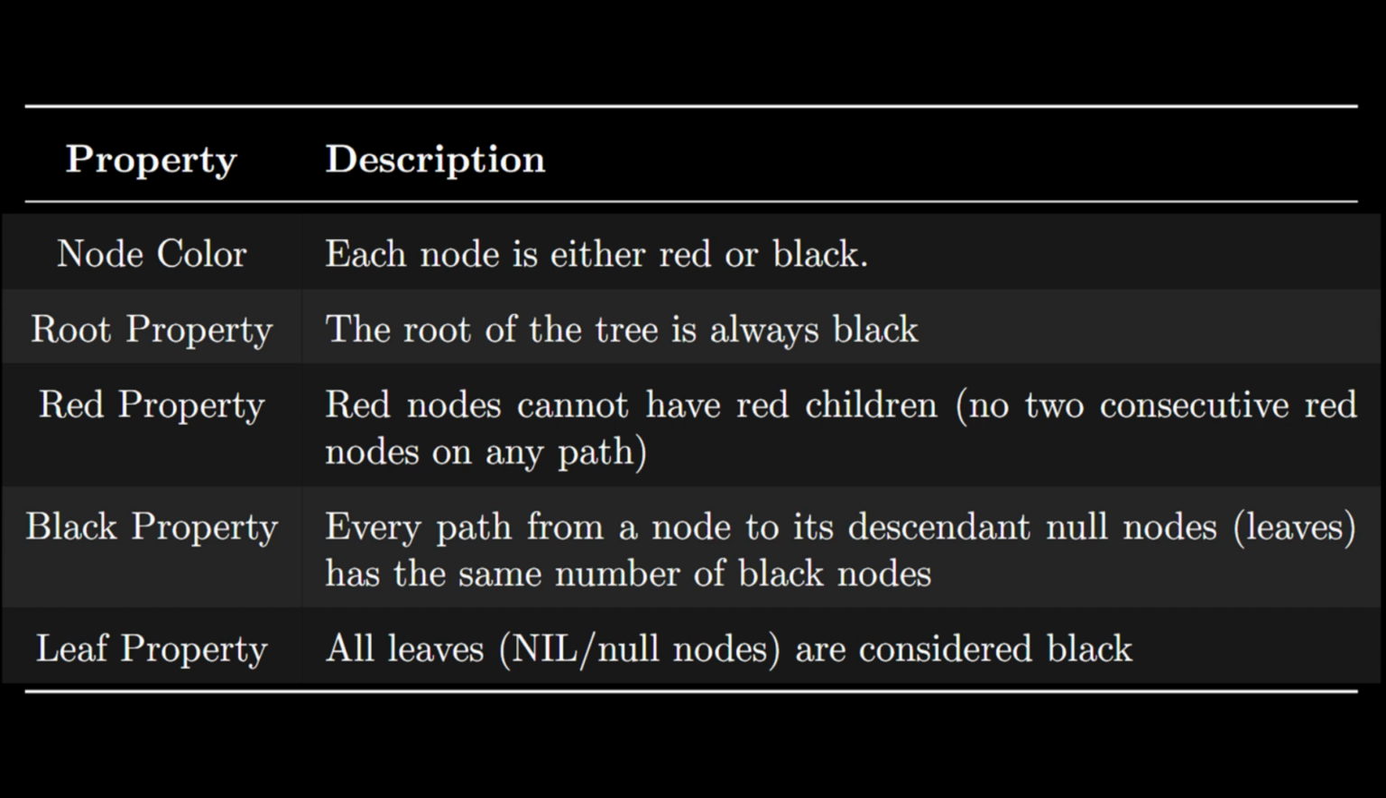Every path from a node to any of its descendant leaves must contain the same number of black nodes. Or in other words, no matter which way you go from a node to a null child, you'll always pass through the same number of black nodes. And all null nodes are treated as black.